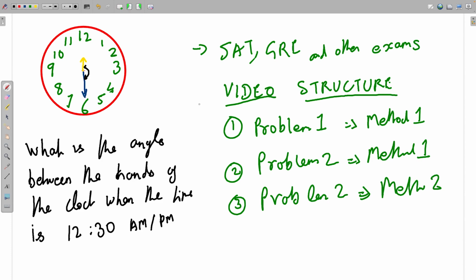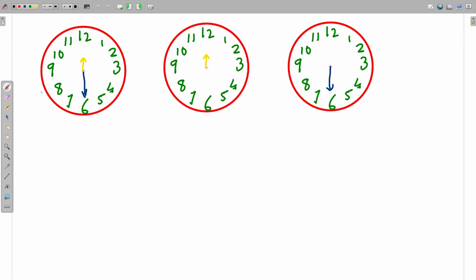I have structured this video in the following way. We are going to solve this problem using method 1, which explains the underlying basics and the solving concepts. Then we are going to a slightly more advanced problem 2 with the same method. I'm going to solve the same problem with method 2. Method 2 is a shortcut method, but it is better you understand method 1 first, and then we can use the shortcut method to solve the problem more quickly. Okay, let's get started.